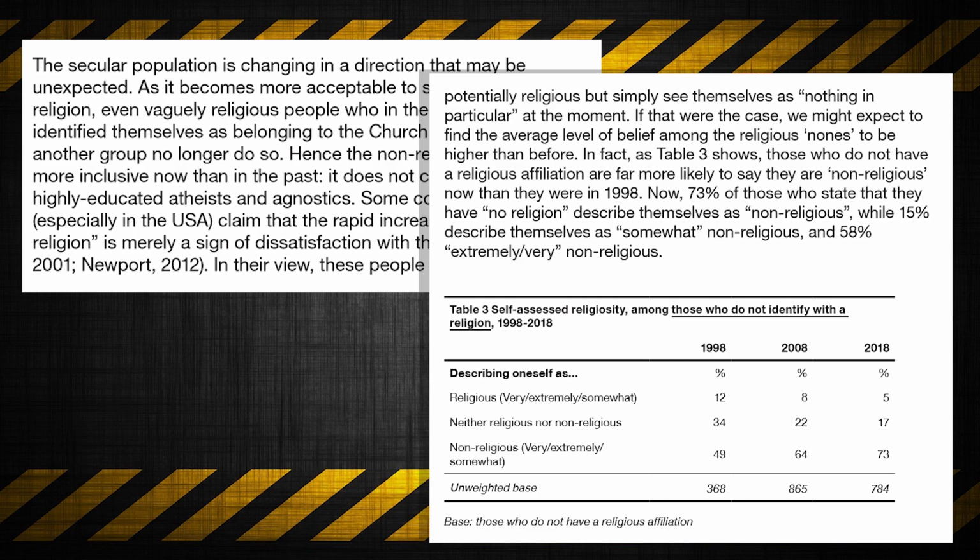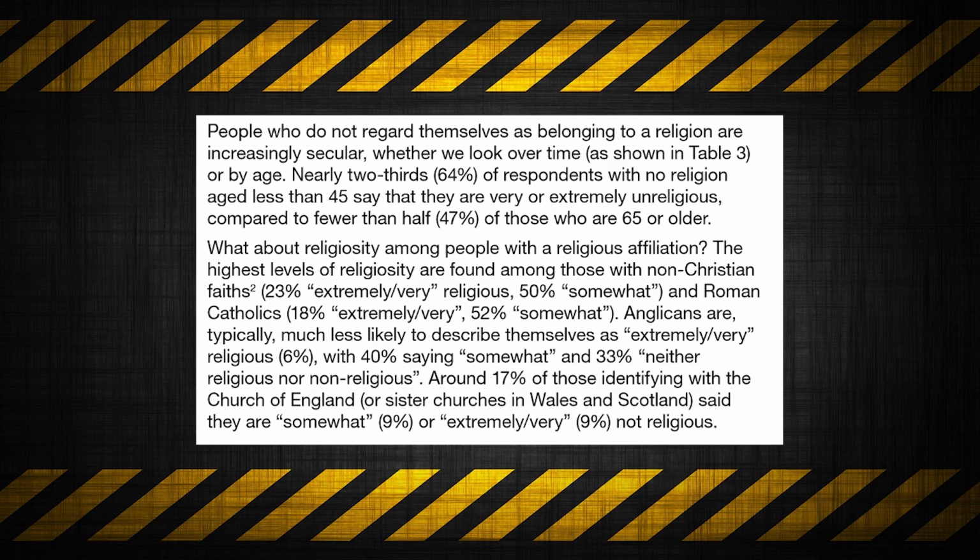Then it goes on to say this, right, to just show you how it's a generational thing as well. Nearly two-thirds, 64%, of respondents with no religion aged less than 45 say that they are very or extremely unreligious, compared with fewer than half, 47%, of those who are 65 or older. So it seems that the younger generations are more certain in their views. It's not just that they're not part of a specific religion, but effectively that they don't have those kind of religious beliefs at all.